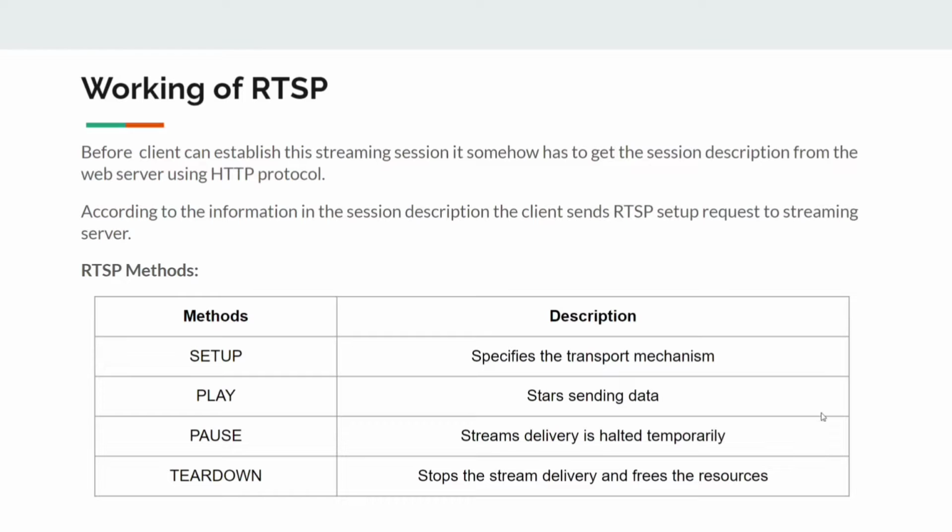Now the RTSP methods. Setup: the server allocates resources for a stream and starts an RTSP session. Play starts data transmission on a stream, that is, video starts playing. Pause temporarily halts a stream, that is, video pauses. And teardown frees resources of the stream. No RTSP session on the server anymore.